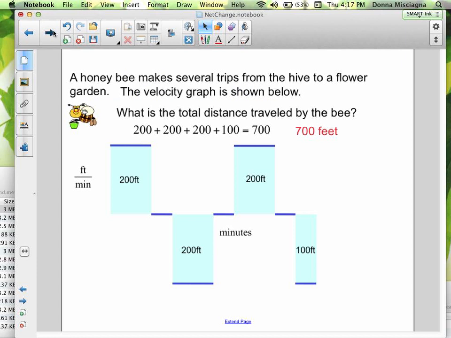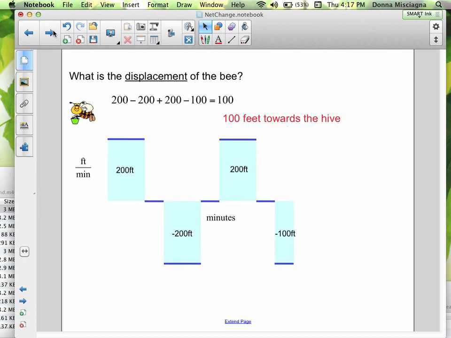But he went back and forth a whole lot. So the 200 feet where he's going back again, and the 100 feet where he's going back again, right? He hasn't traveled any farther. He's just gone back to where he came from. So he's actually only traveled 100 feet towards the hive. The rest of the time, just going back and forth.